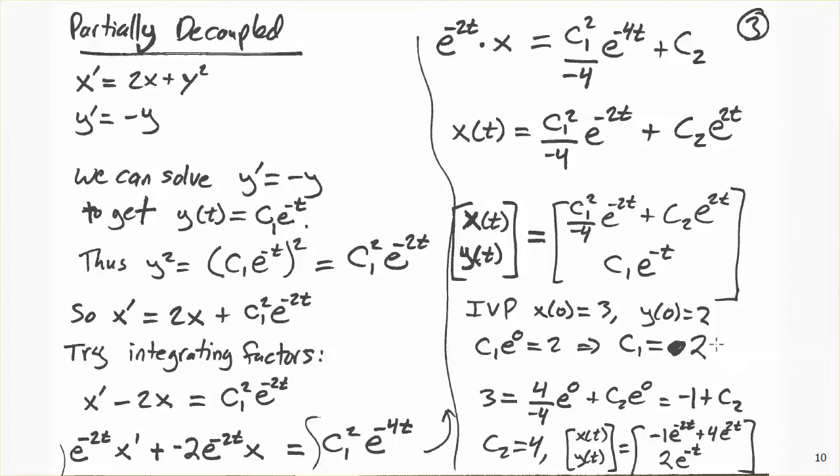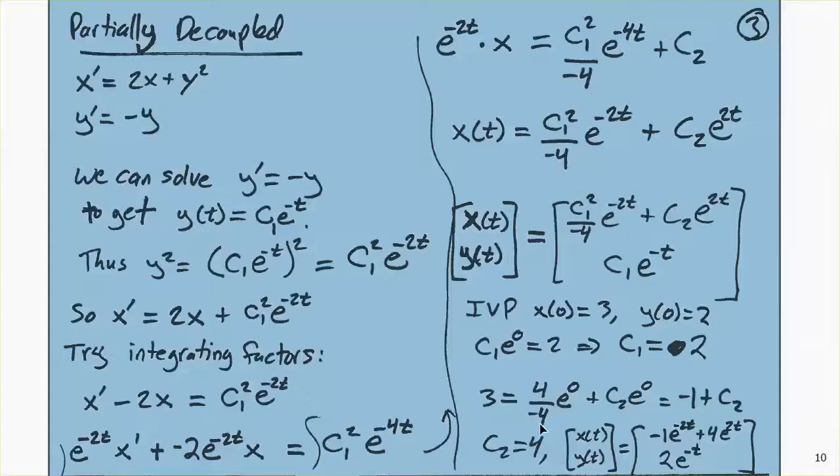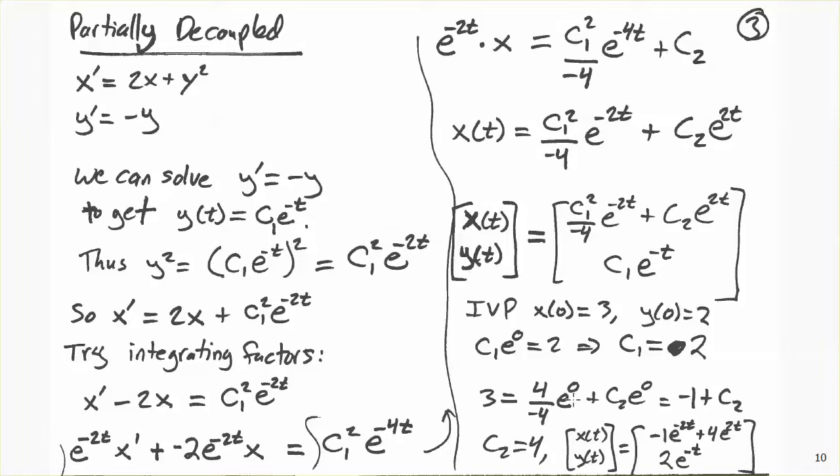Now that we know what c1 is, we can put it in right here. 2 squared is going to be 4. 4 over minus 4 will be minus 1. If we plug in 0, we'll get e to the 0 and e to the 0. So we're just going to get 4 over minus 4 times 1 plus c2 times 1. That means that 3 should equal minus 1 plus c2, and so c2 should be 4. And now you've got a solution to the initial value problem.